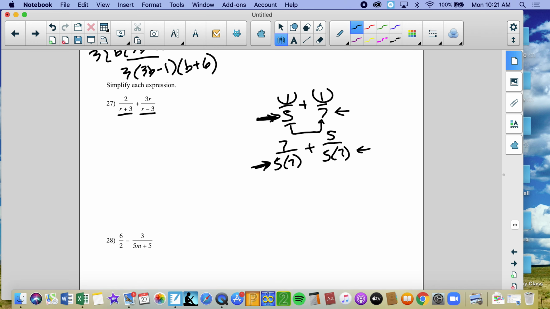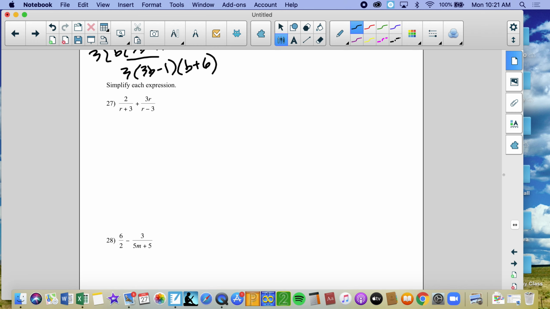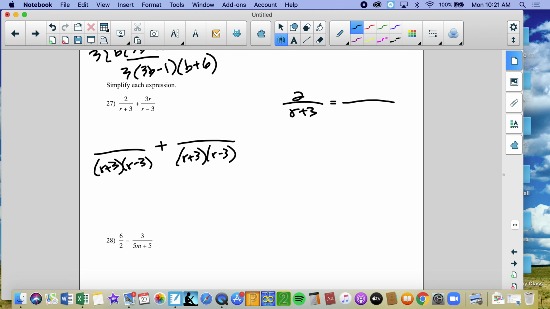We're going to use the same technique with this. So the common denominator is going to be r plus 3, r minus 3. Let's take that first fraction, 2 over r plus 3 equals what over r plus 3, r minus 3? What is this missing to get to this? We have to multiply it by r minus 3. So in order to keep it as an equivalent fraction, what we do to the denominator, we have to do to the numerator. So we get 2 times the quantity r minus 3.